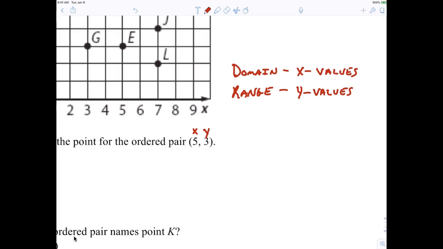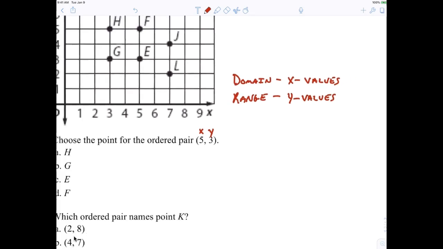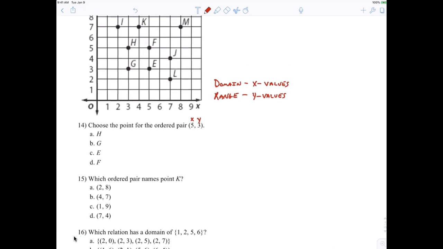Yes, sir. When you mean domain and range, how can you, like, on number 16? I didn't. Well, we'll get there. I promise you. We'll get there. All right, don't worry about it. We're going to take good care of you. We're only on 14 right now.